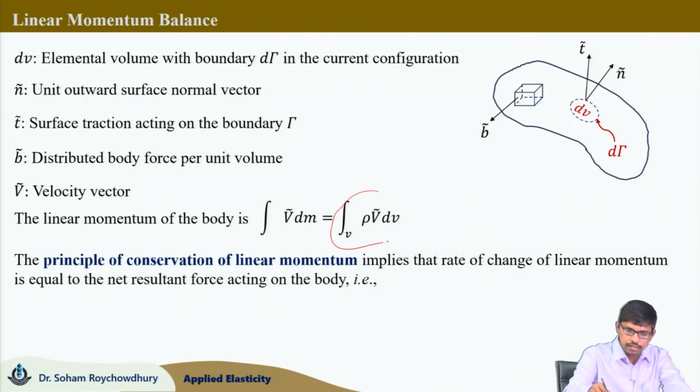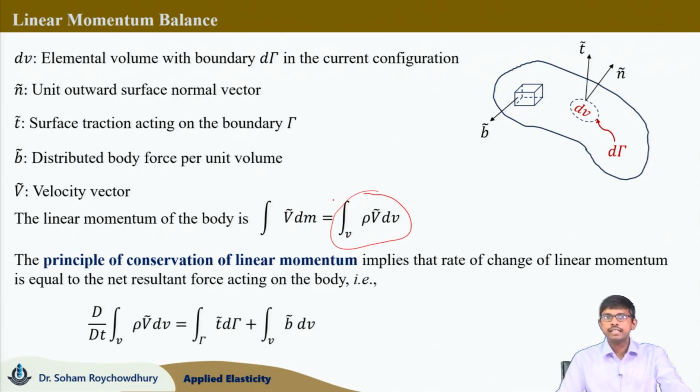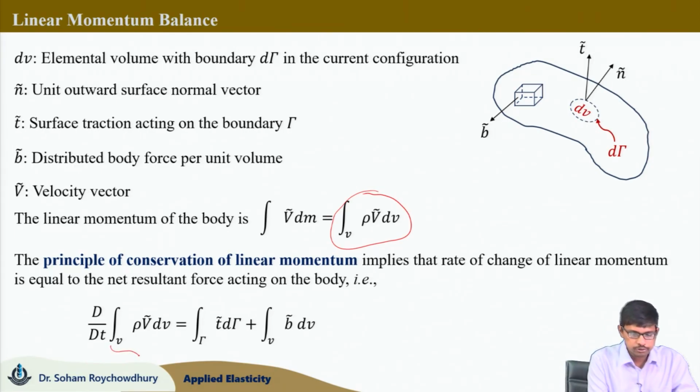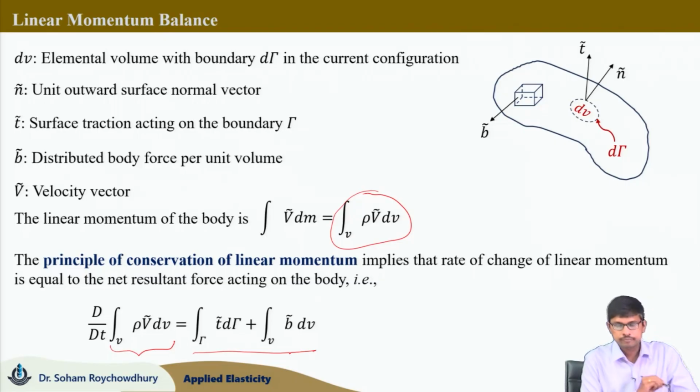Now, the principle of conservation of linear momentum states that the rate of change of linear momentum is equal to the net, resultant external force acting on the body, and it can be mathematically written as d dt, the rate of change of linear momentum. So, this integral of rho times velocity d small v over the deformed volume, this is the rate of change of linear momentum, that is equal to the net work done. So, there are two terms, one is the integral of T d gamma, a surface integral, and another is the integral of B dV, a volume integral.